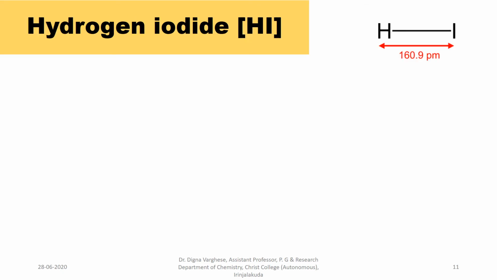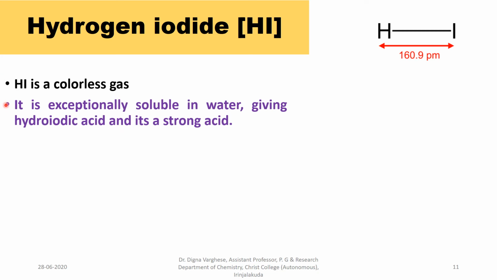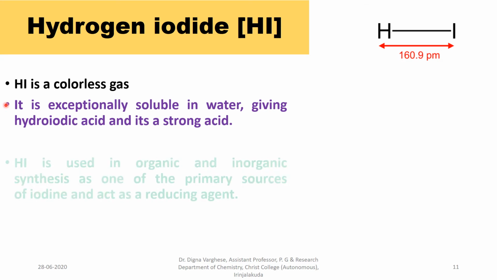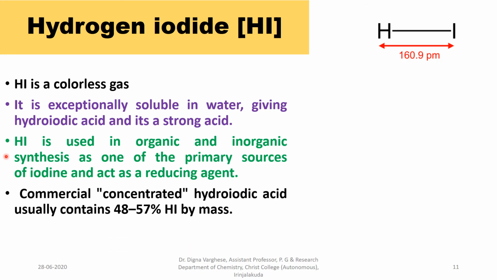Hydrogen iodide, also known as iodane. Hydrogen iodide is a colorless gas. It is exceptionally soluble in water, giving hydroiodic acid, and it acts as a strong acid. Hydrogen iodide is used in organic and inorganic synthesis as one of the primary sources of iodine and acts as a reducing agent. Commercial concentrated hydroiodic acid usually contains 48 to 57% hydrogen iodide by mass.